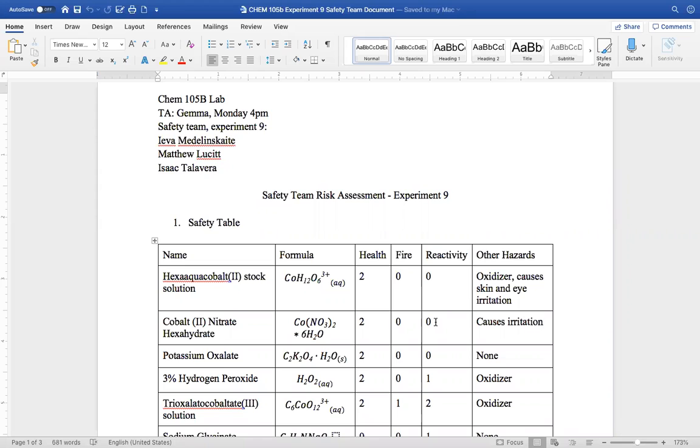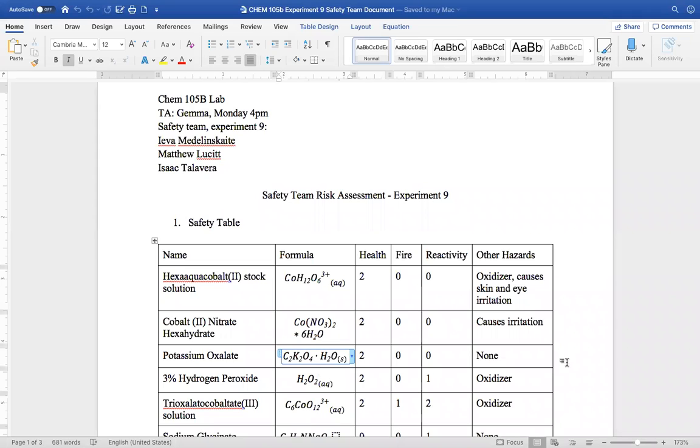Hello, this is the safety team for experiment 9 for Gemma's Monday 4 p.m. lab session. And we're going to go over the risk assessment for experiment 9, which is on coordination compounds. So first, going over the safety table, we're going to go down in order.